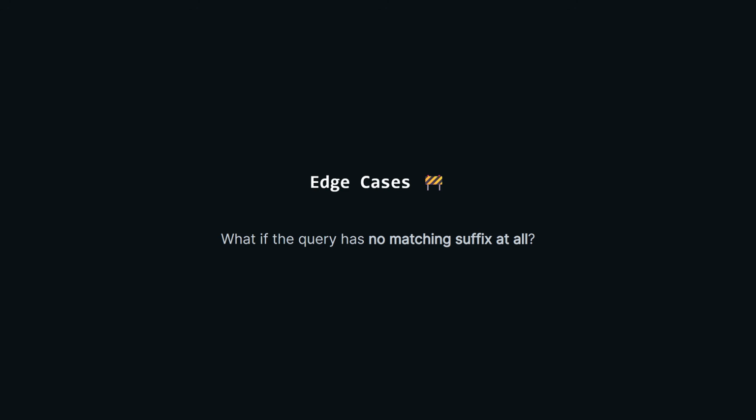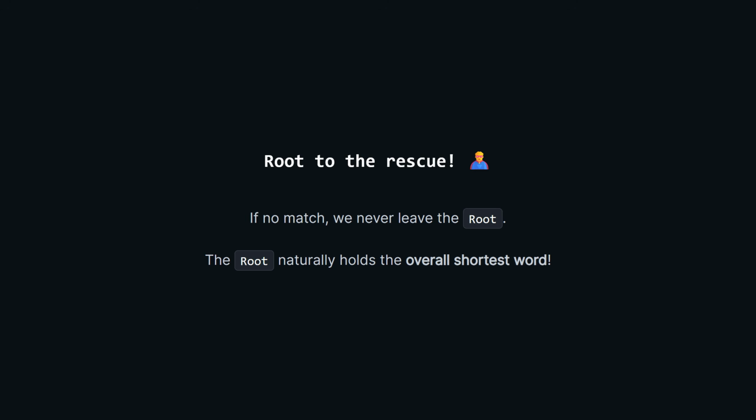An important edge case to think about is when a query has absolutely 0 matching letters at the end with anything in our dictionary. Our code handles this gracefully, because the inner loop just breaks immediately, leaving us stuck right at the root node, which conveniently already holds the index of the absolute shortest word overall.